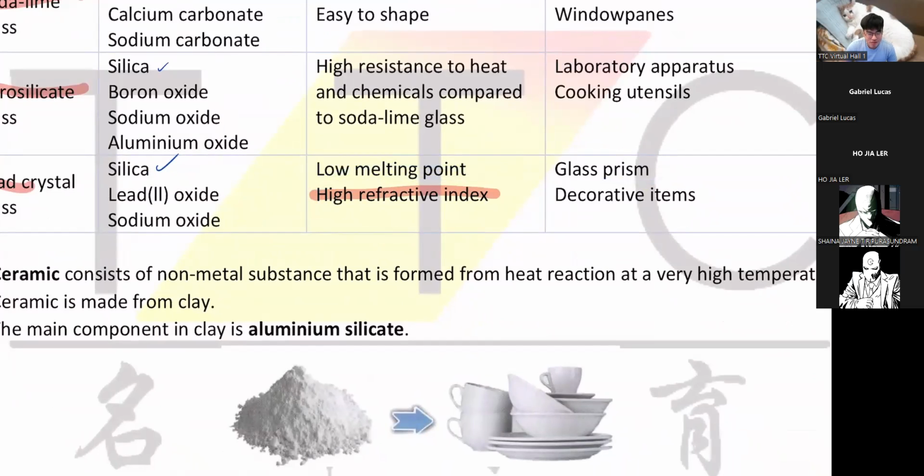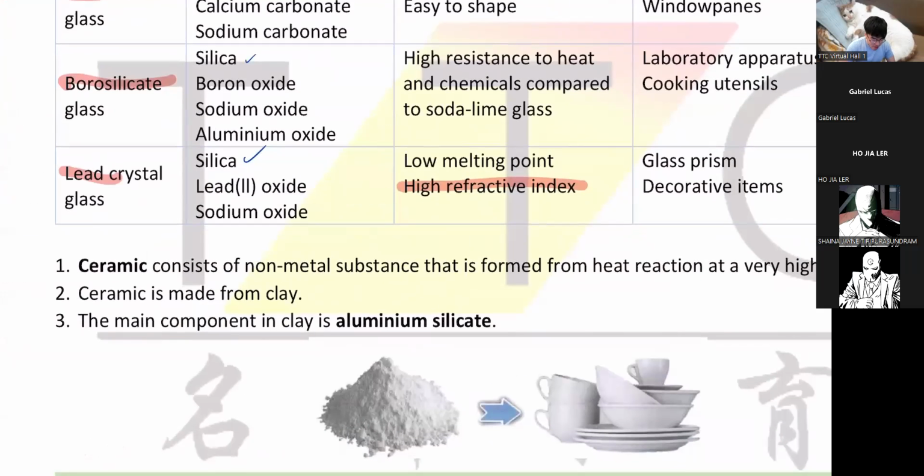Diamonds have a very high refractive index, even higher than lead glass. So what happens? Diamond can bend light very well, so they will sparkle. Why do diamonds sparkle? Because they have a very high refractive index. That's why diamonds are so shiny. They have all the bling blings because of high refractive index.